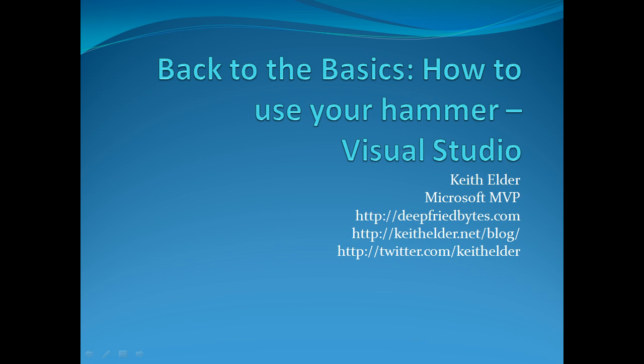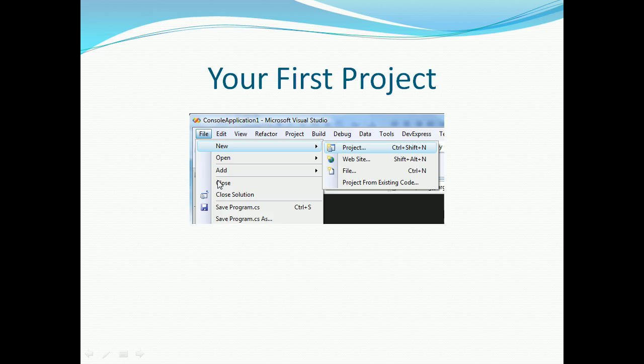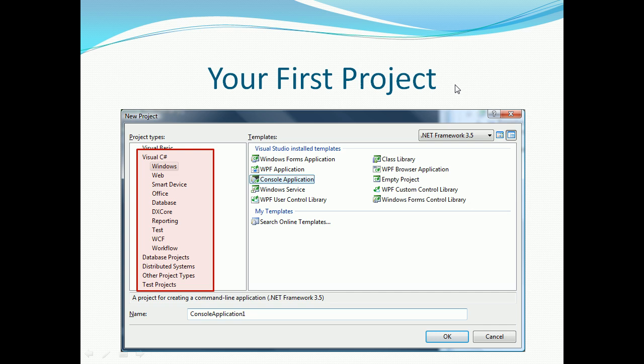So today, let's get started in building the first project in Visual Studio. To build a project in Visual Studio, you're going to open up Visual Studio and go to File, New, Project. Okay. Now, once you do that, you're going to get a window called the New Project window.